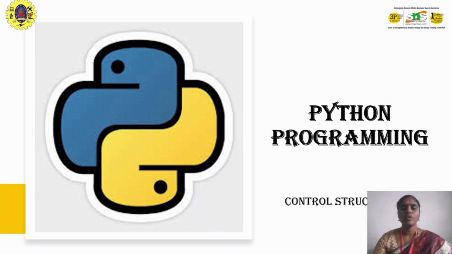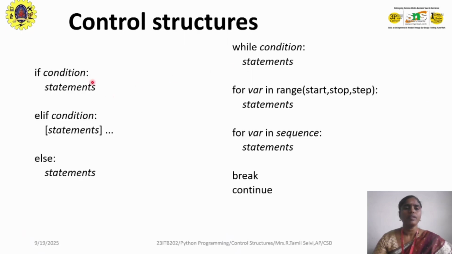In today's video, we are going to explore the control structures in Python programming. First, control structures. What is a control structure? Control structures explain the order in which the computer executes the statements in a program. Let's start. In control structures, we have different types of structures. For example, if, elif, else, while condition, for loop, break, and continue. Let's see each one of them with examples.